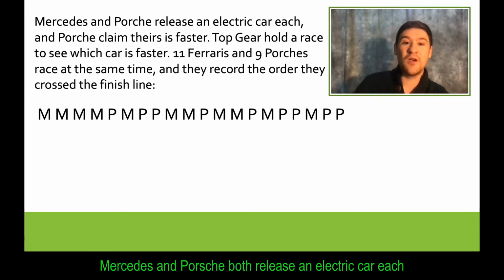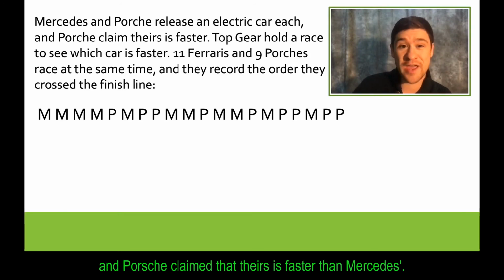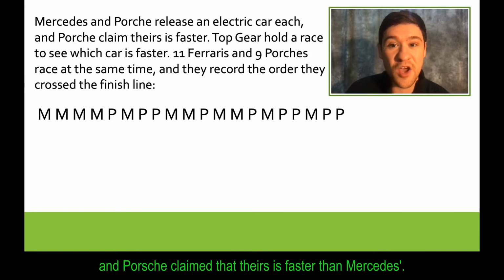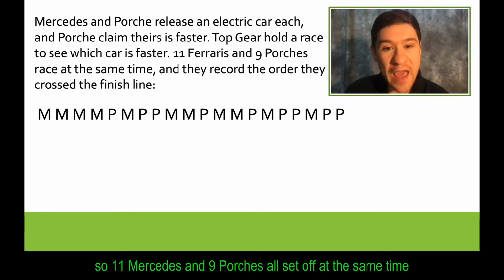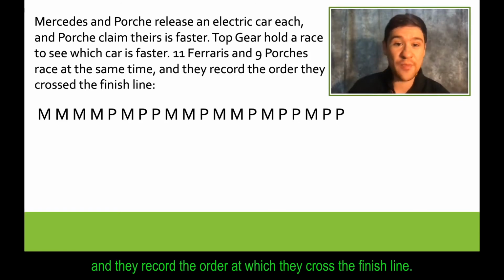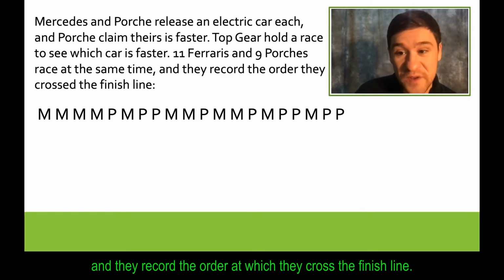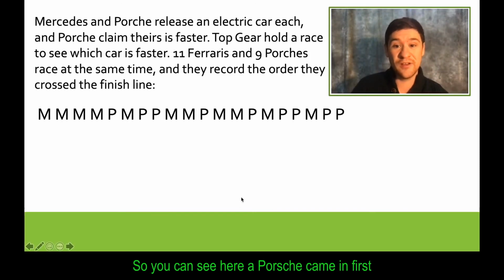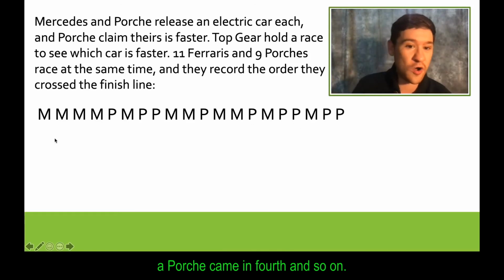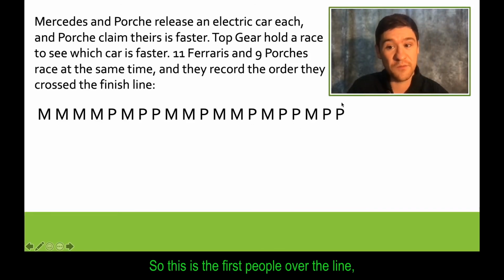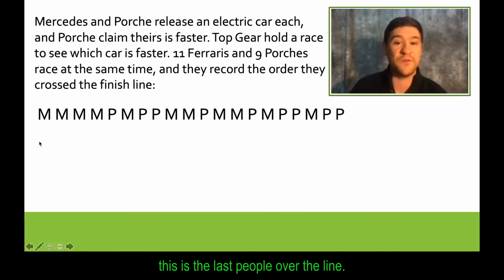Mercedes and Porsche both release an electric car each, and Porsche claim that theirs is faster than Mercedes's. Top Gear hold a race to see which car is faster. So 11 Mercedes and 9 Porsches all set off at the same time, and they record the order at which they crossed the finish line. So you can see here, a Porsche came in first, a Porsche came in second, a Mercedes came in third, a Porsche came in fourth, and so on. So this is the first people over the line, this is the last people over the line.